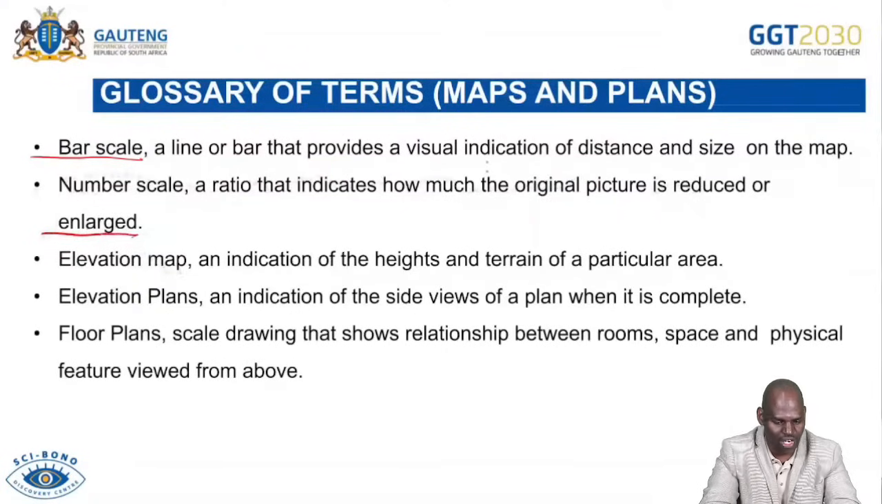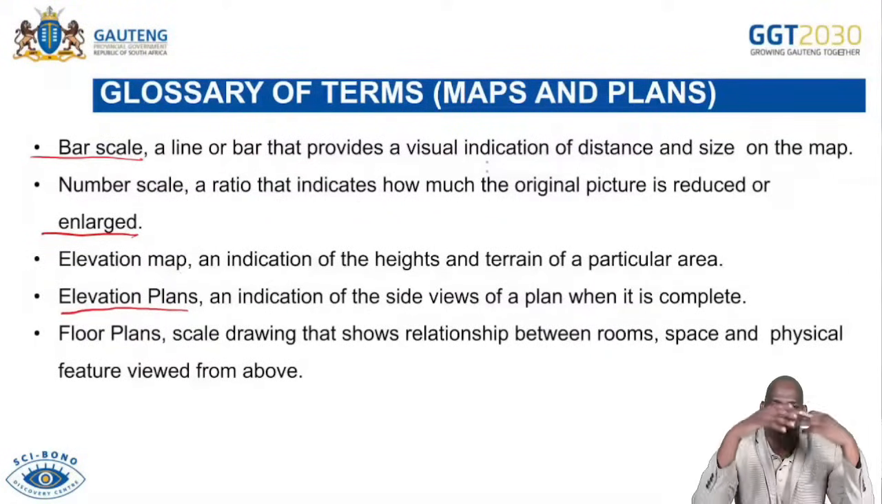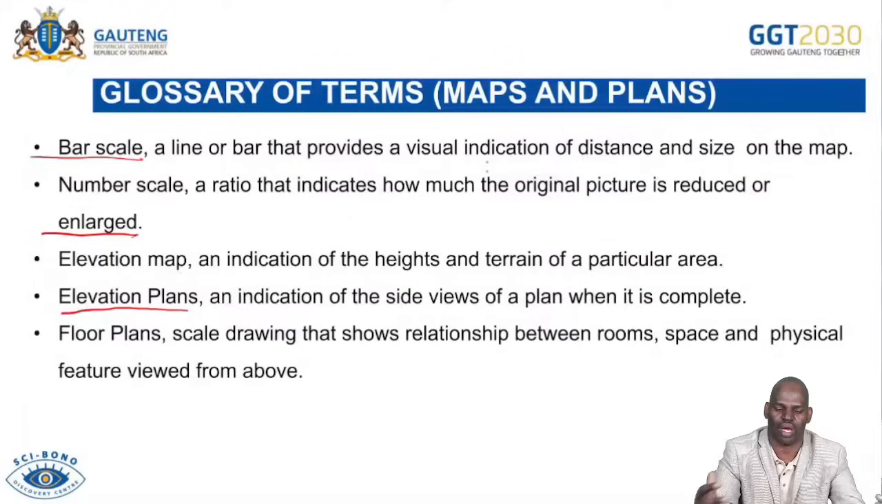Of course, we've got elevation map, which indicate the high and lows of land. Elevation map is an indication of the height and terrain of a particular area. We've got elevation plans. This is an indication of the side views of a plan when it is complete. So in other words, if, for instance, they have to build a house, then we want to see how the side views will look like. That will be an elevation plan.